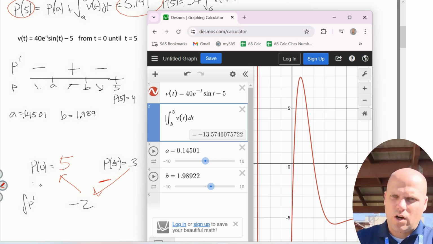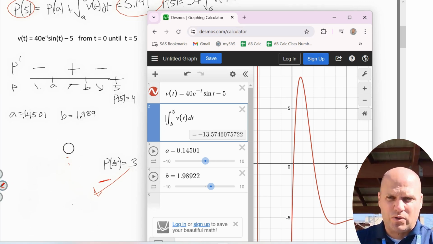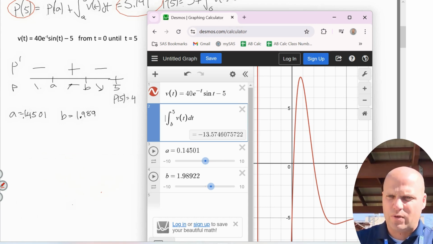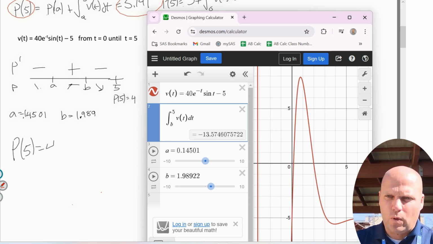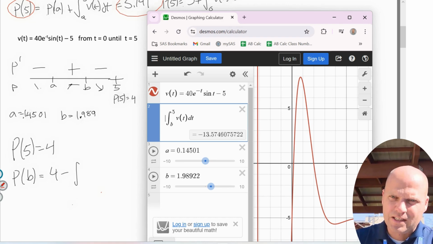So let's work our way backwards. What I was supposed to do, which I wasted 5 minutes doing, is say, well, P of 5 is 4. P of B is 4 minus the accumulation from B to 5.